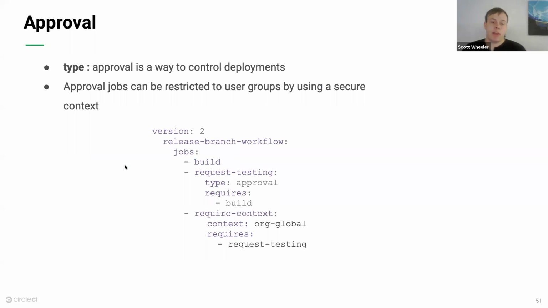The approval step is always one to talk about when we speak of deployments. Approval is a way to control the deployments. Approval jobs can be restricted by user groups by creating a secure context.